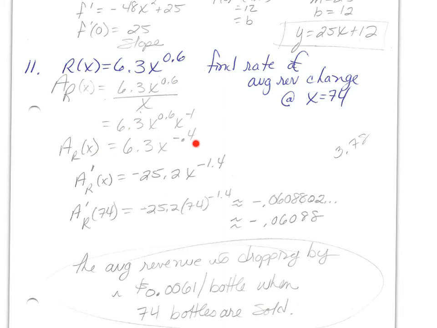So here's your function. Take your derivative, it's power rule. Once you have that, find the average rate of change, find the derivative at 74, substitute the 74 in to this very ugly guy, use your calculator, and you end up with this. So the average revenue is dropping because it's negative by this much per bottle when 74 bottles are sold.